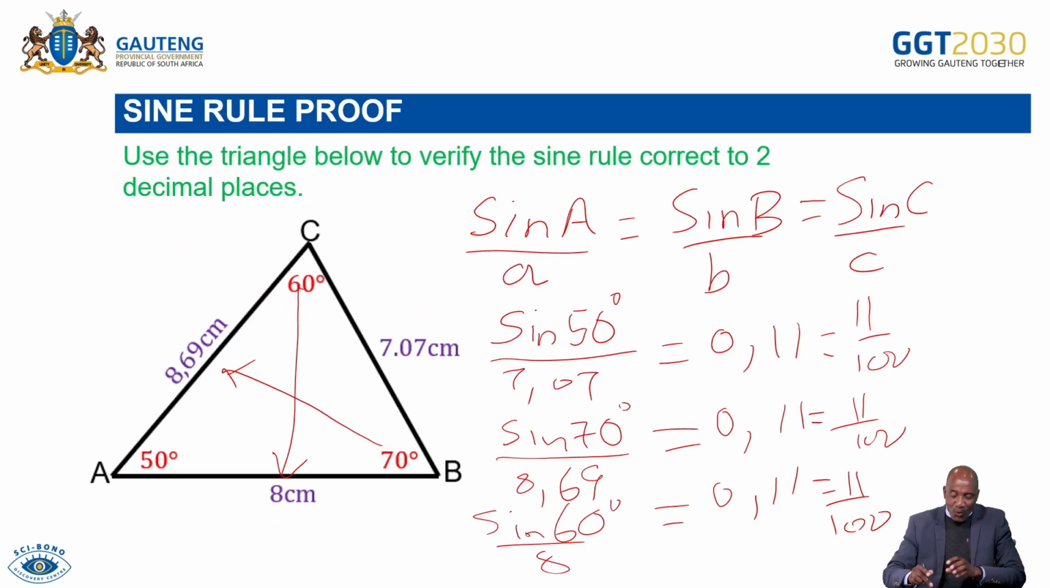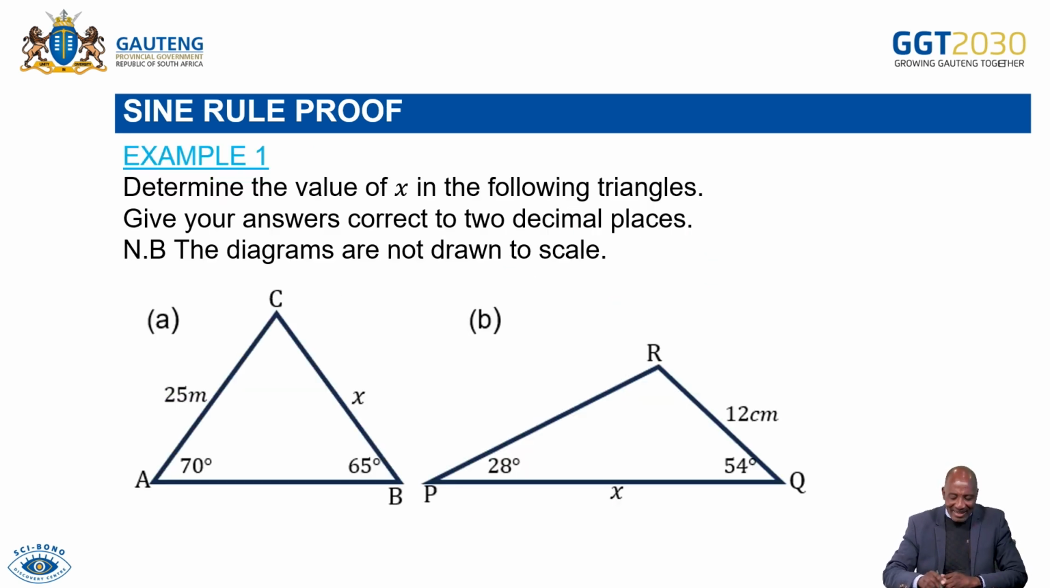Right. So we have confirmed that according to this diagram that was drawn to scale, it works. Here is our first example. It says determine the value of x in the following triangles. Give your answers correct to 2 decimal places. Note the diagrams are not drawn to scale.